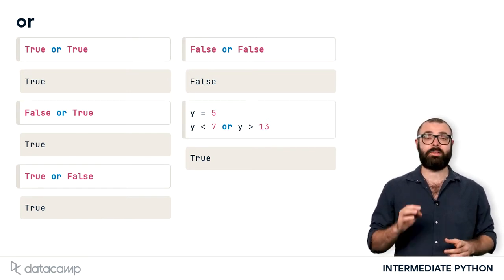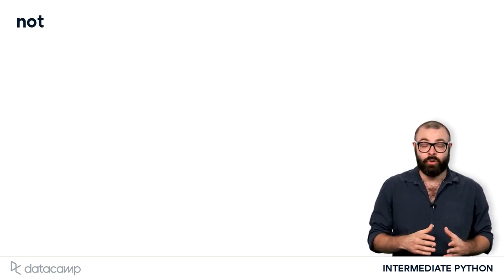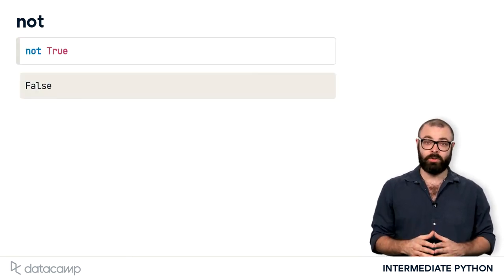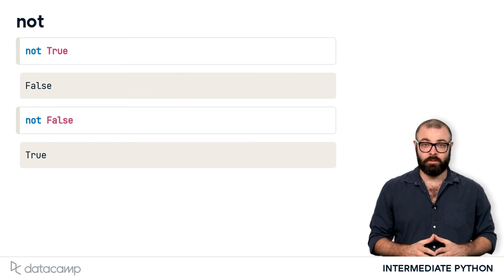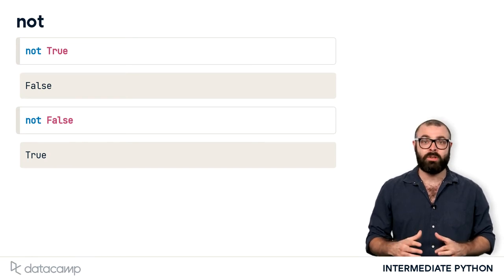Finally, there's the NOT operator. It simply negates the Boolean value you use it on. Not true is false, not false is true. The NOT operation is typically useful if you're combining different Boolean operations and then want to negate that result. You'll see some examples in the exercises.